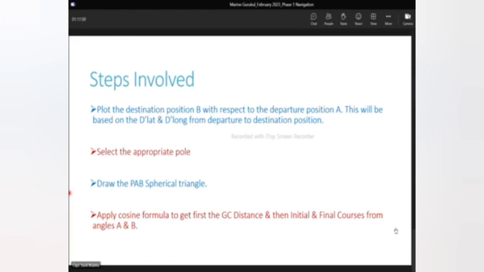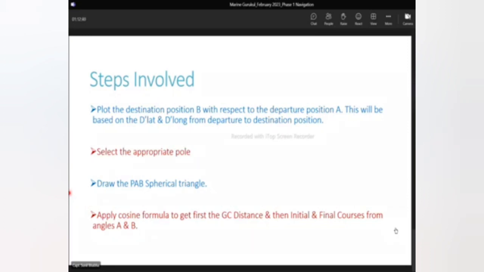Now, in case the initial and final latitude are exactly the same, both having exactly the same value, in that case any pole of your choice can be taken. Let's say, for example, you started from 20° north and you are going up to 20° south. Both the latitudes are exactly the same. You can pick up a pole of your choice. Now, most of the candidates are comfortable with picking up the north pole. That gives you a better looking triangle. So you can pick up the north pole in that case and solve the PAB triangle.